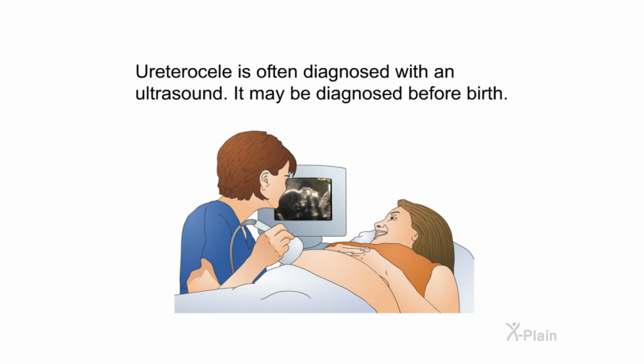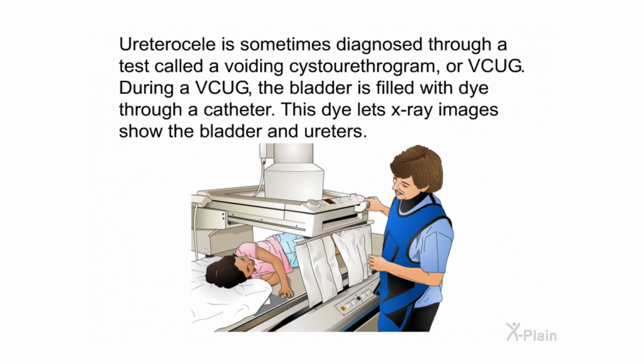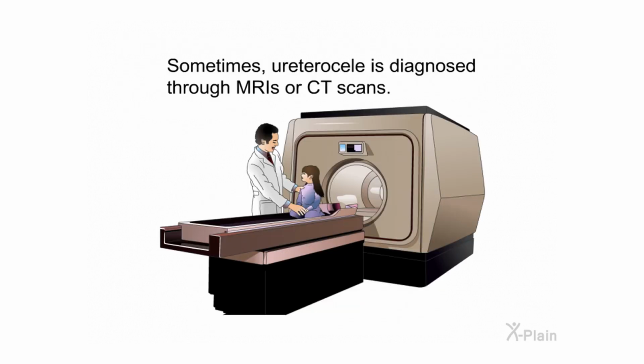Ureterocele is often diagnosed with an ultrasound. It may be diagnosed before birth. Ureterocele is sometimes diagnosed through a test called a voiding cystourethrogram, or VCUG. During a VCUG, the bladder is filled with dye through a catheter. This dye lets X-ray images show the bladder and ureters. Sometimes ureterocele is diagnosed through MRIs or CT scans.